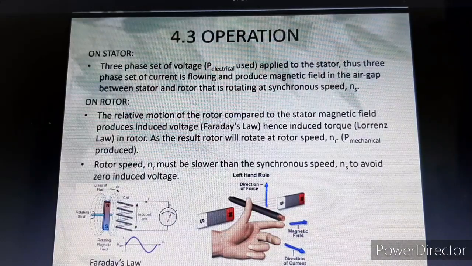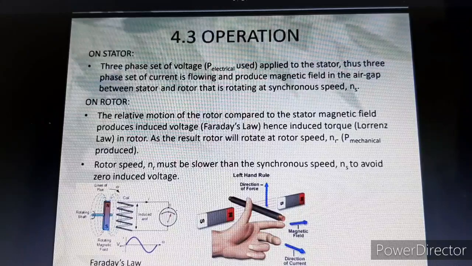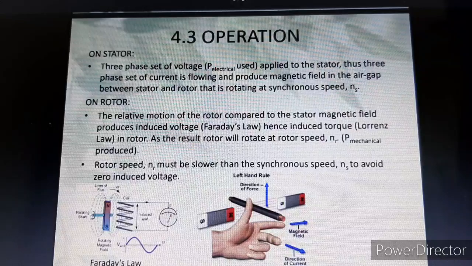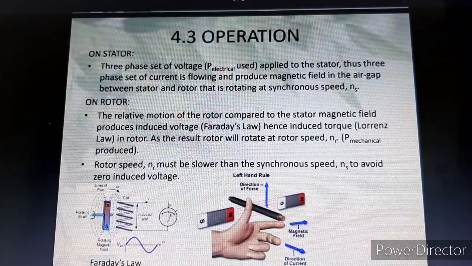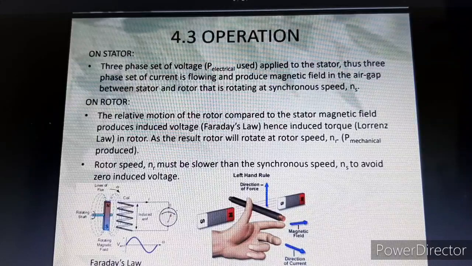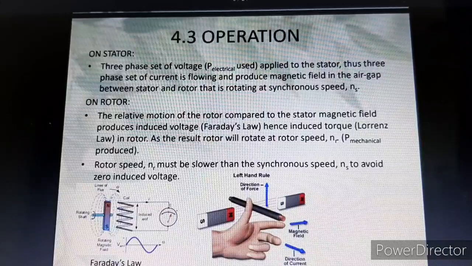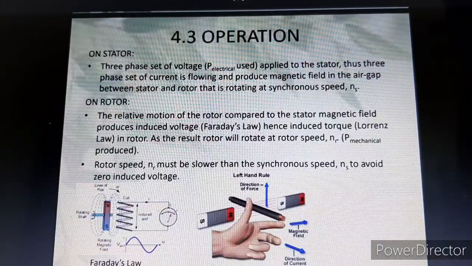As a result, when we have torque, the rotor will rotate, and that rotor will rotate at a speed that is called the rotor speed, nr. So now we have two speeds introduced, synchronous speed and rotor speed. When your rotor has rotated, we can say that mechanical power has been produced after we have converted the electrical power.